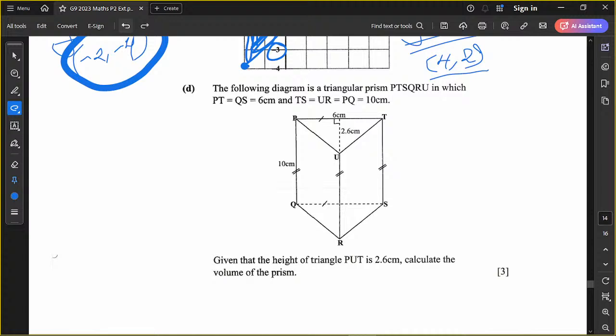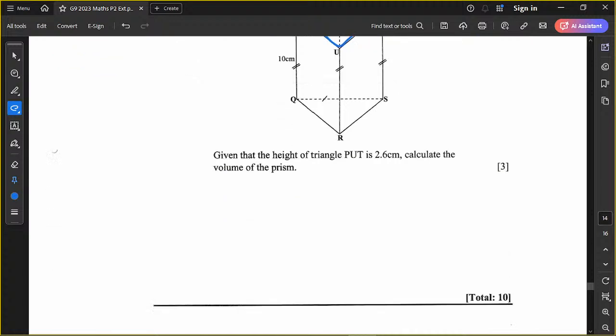Okay, then the actual question is, given that the height of the triangle PUT, okay, the triangle PUT is this one, is 2.6 centimeter, calculate the volume of the prism. Okay, so to calculate the volume of the prism, we use the volume formula. So we write volume is equal to the base area times height.